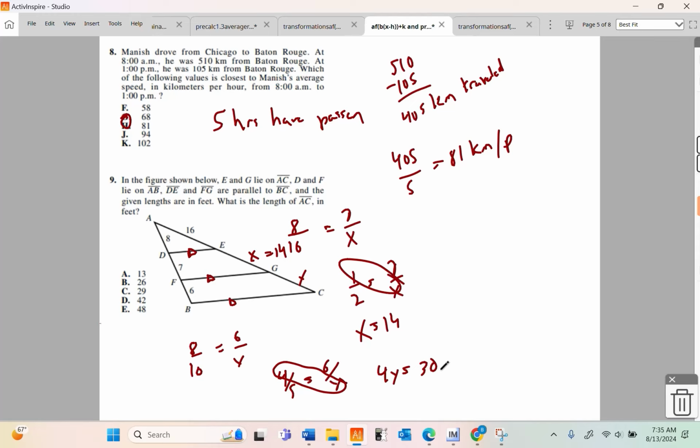That might not have been the right theorem. I should not have doubled. 8 is to 16. I'm an idiot. 1 is to 2 as 6 is to y. There we go. Cross multiply, y is 12.